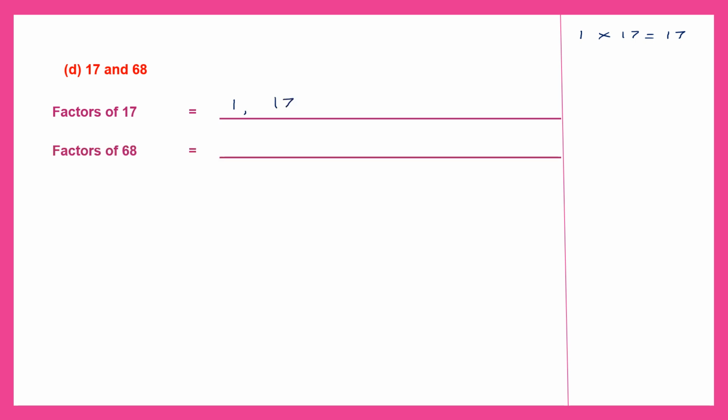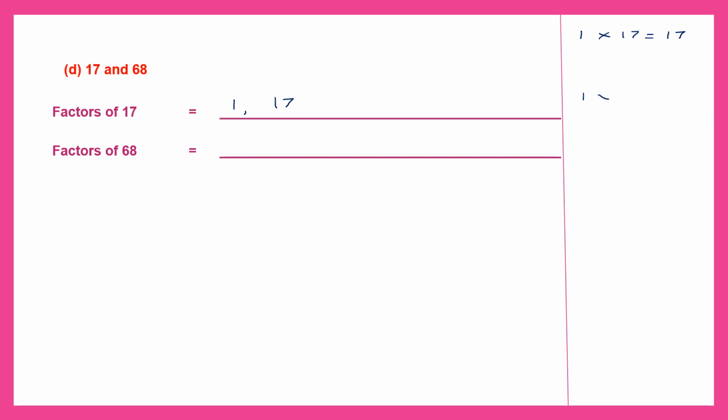Question D, 17 and 68. So first let's find the factors of 17. So let's begin with 1. 1 into 17 is 17. Now 17 is a prime number, so we have only two factors, 1 and itself. So 1 and 17. Now let's find the factors of 68.